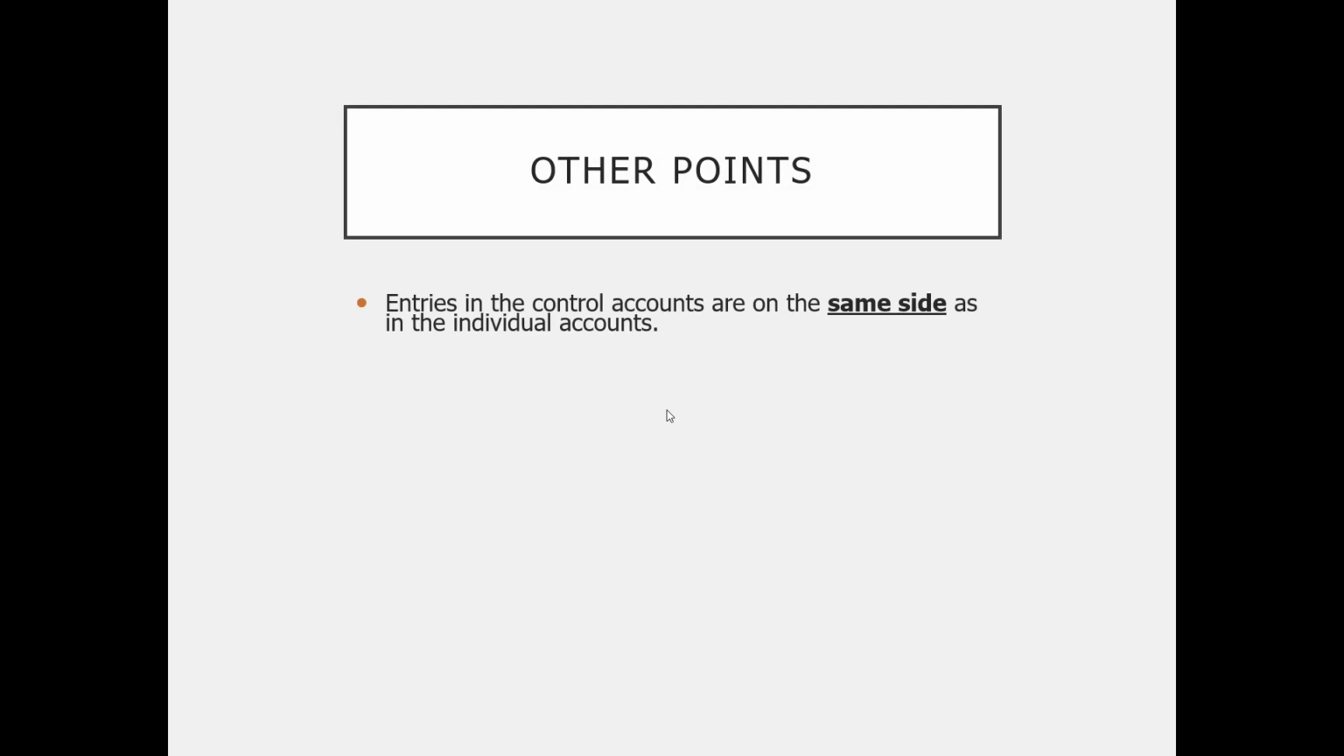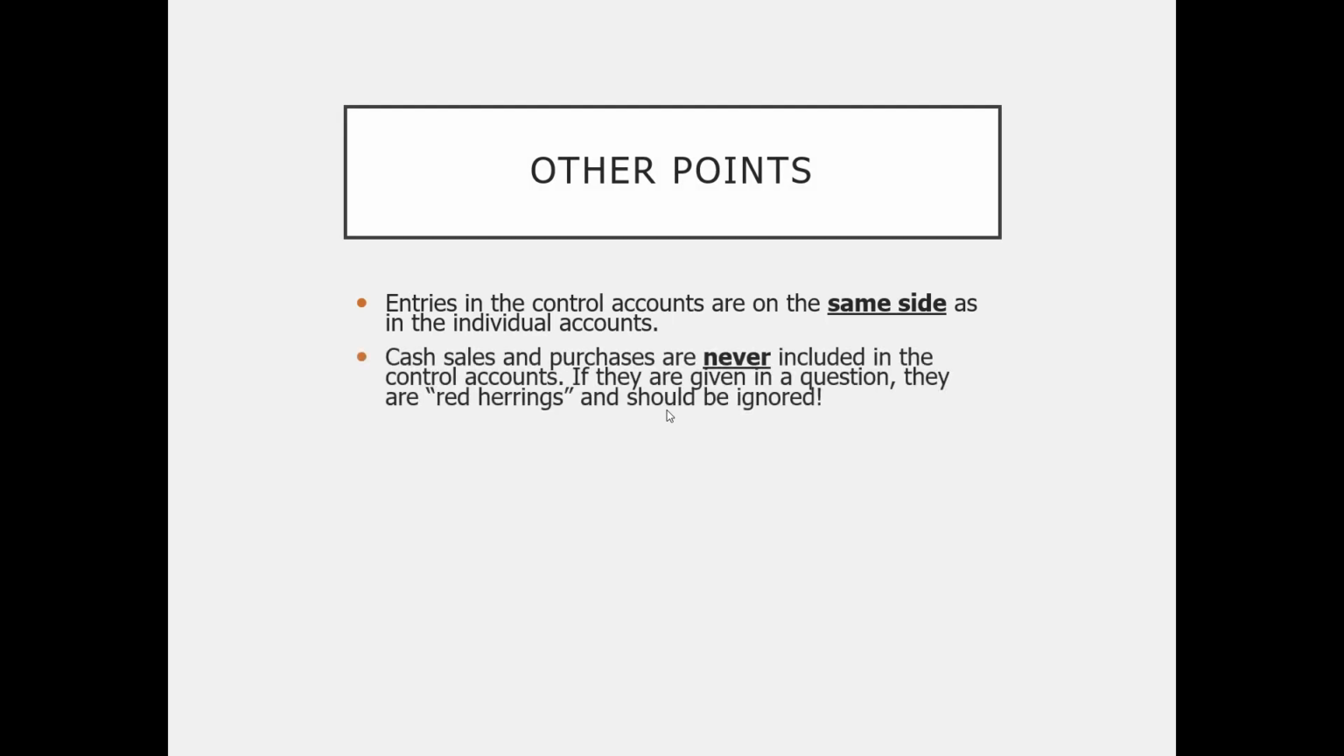Okay, so other points to note. It sounds really obvious, but entries in the control accounts are on the same side as you'd find them on the individual accounts. Cash sales and purchases are never included in the control accounts. If they're given to you in an exam question, they are what we call red herrings. It's a false friend. You should ignore them completely. Sometimes the examiner is a little bit crafty, and they might include figures that you don't need, just to see whether you can discriminate between things you do need and things you don't need. But if you get cash sales or cash purchases given to you, please just ignore them. They have no place in a control account.